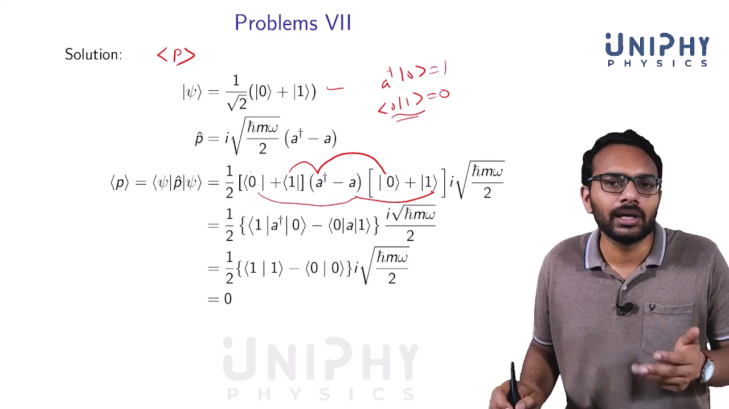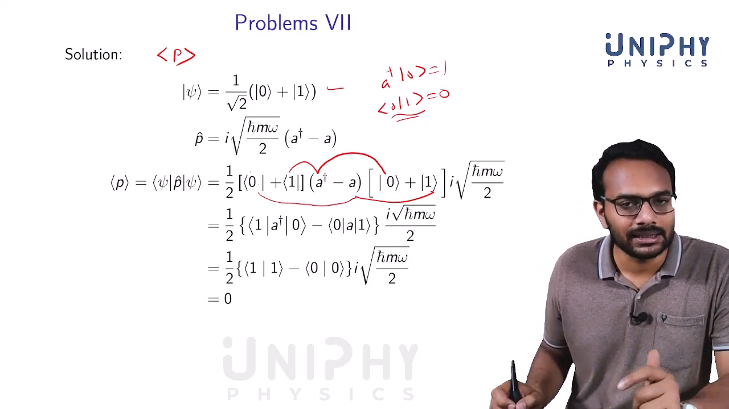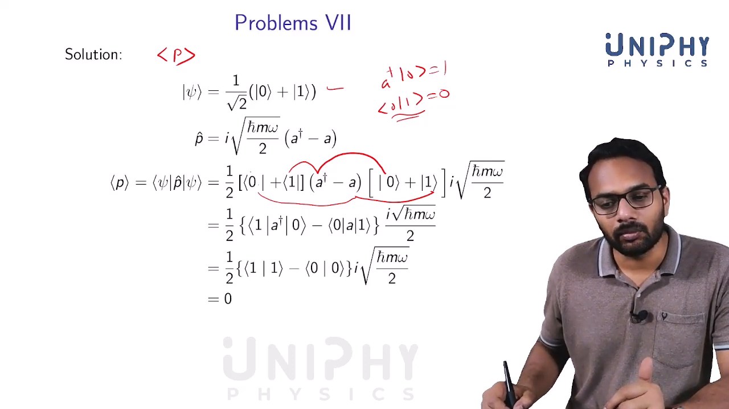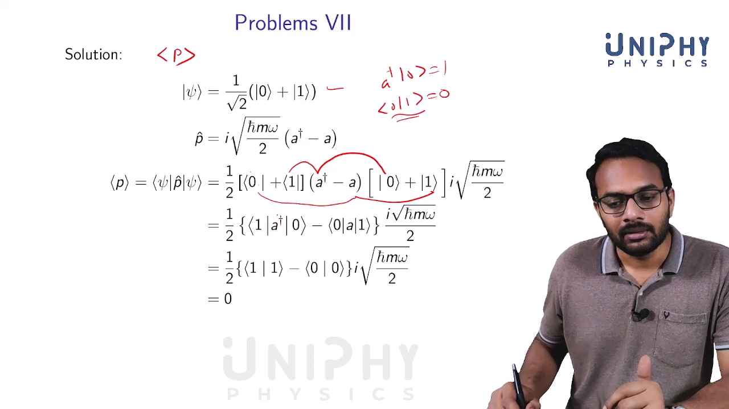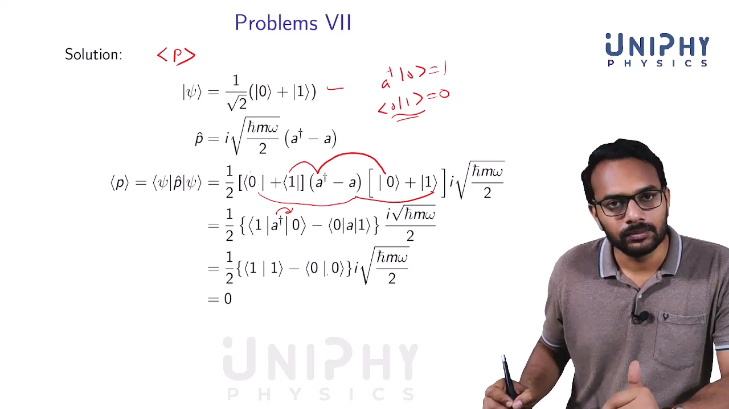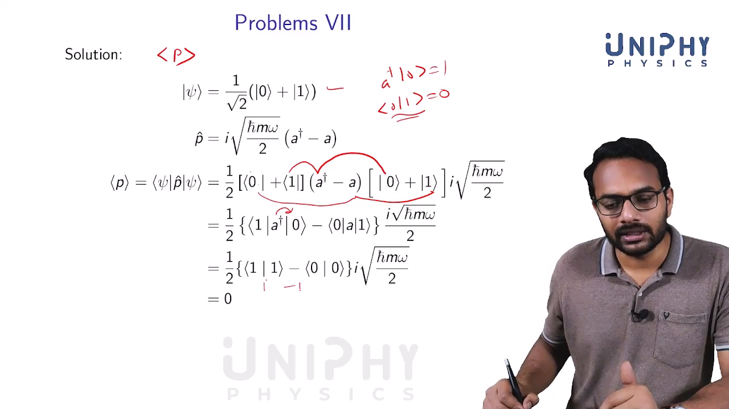So we don't have to write down all the terms here. You can try writing down all the terms and you will see that it's 0. Right? So we write only the non-zero terms here. It's ⟨1|a†|0⟩ minus ⟨0|a|1⟩. What happens when a† acts on |0⟩? You get |1⟩. So it's ⟨1|1⟩ minus ⟨0|0⟩. And what's this? This is 1 minus 1. So that's equal to 0.